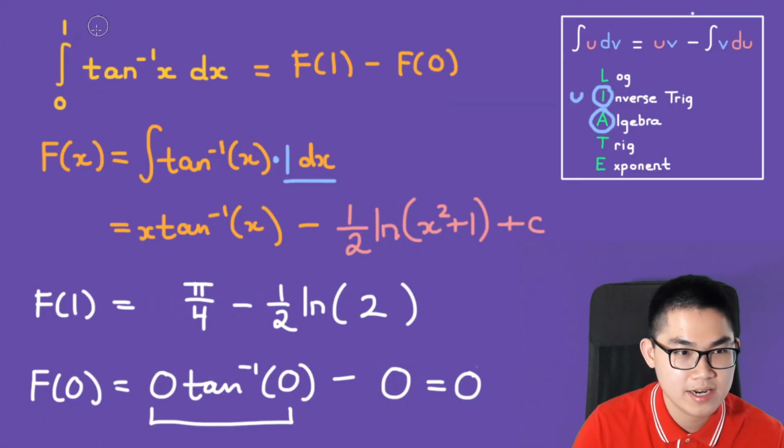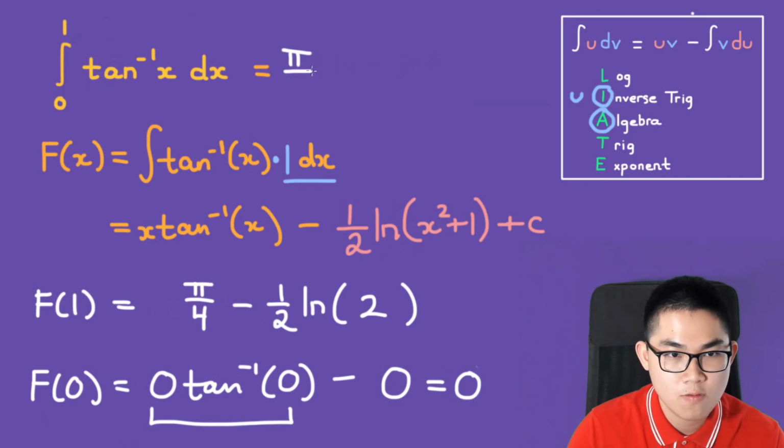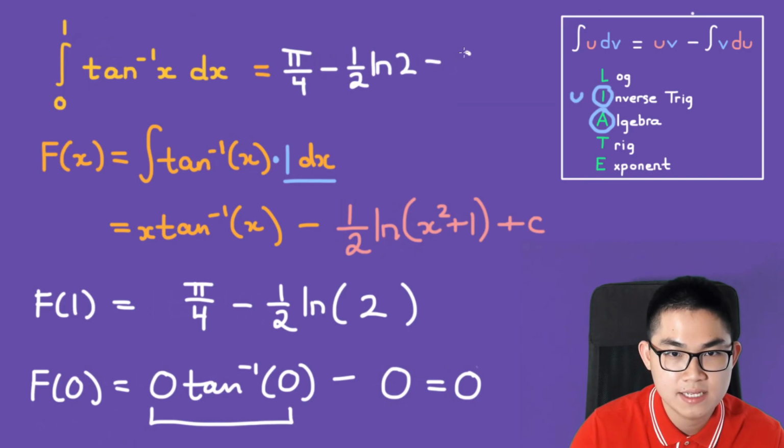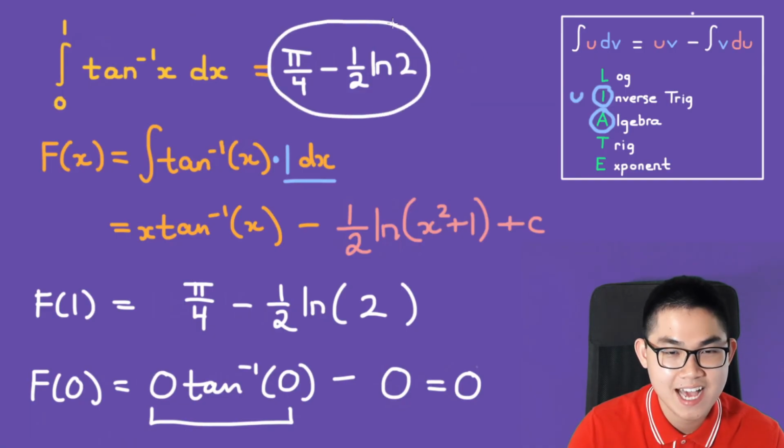So our final answer, f of 1 minus f of 0, will be pi over 4 minus 1 over 2 ln of 2 minus 0. And we no longer need that. So here is our final answer.